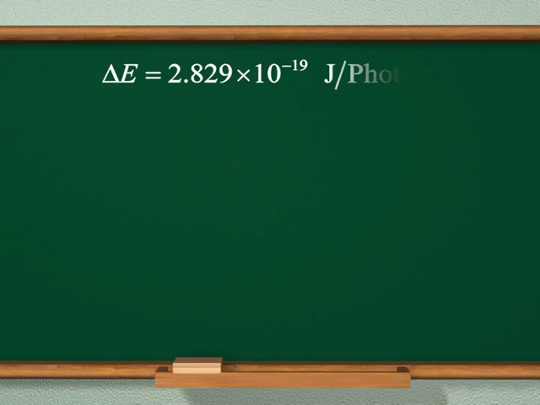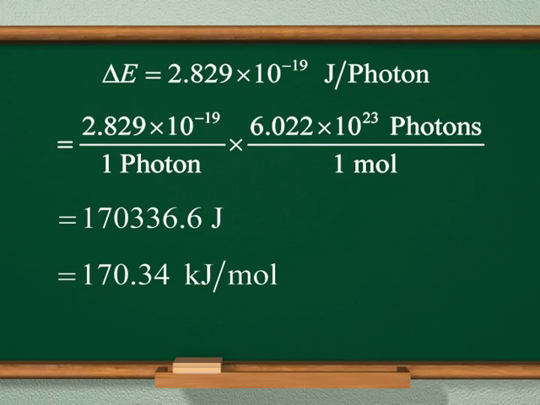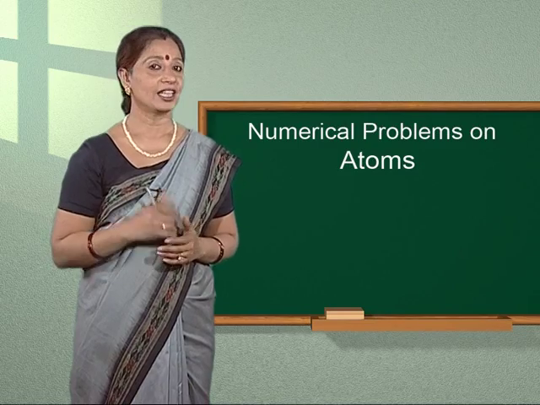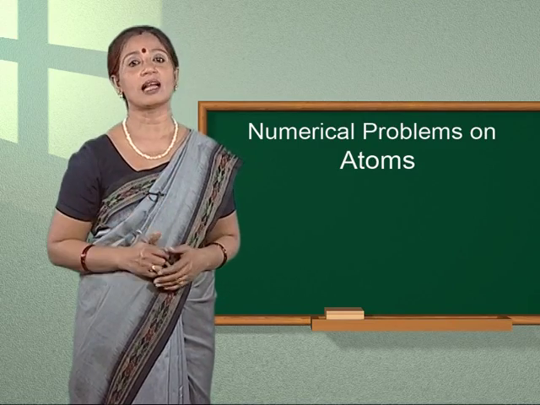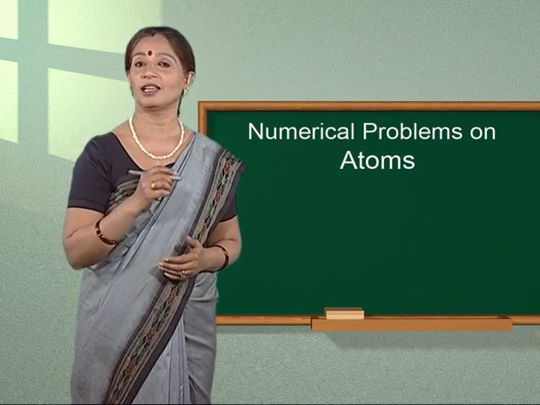A single photon of red light carries an insignificant amount of energy, but a mole of these photons carries about 1,70,336.6 joules of energy, or 170.34 kilojoule per mole. I hope now you will not face difficulty in solving numerical problems related to atoms.